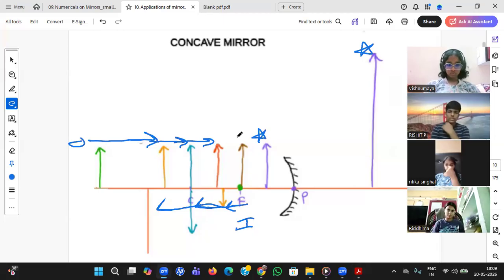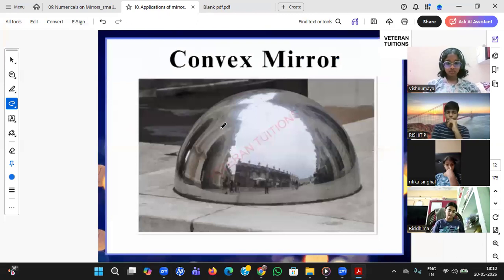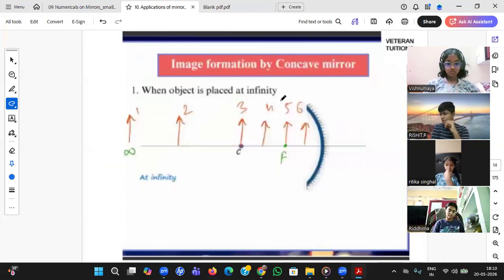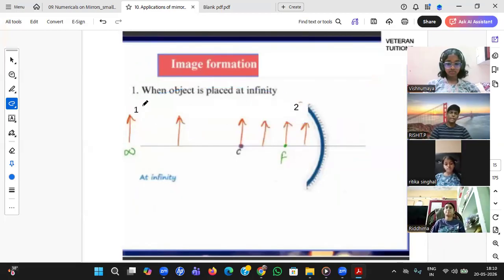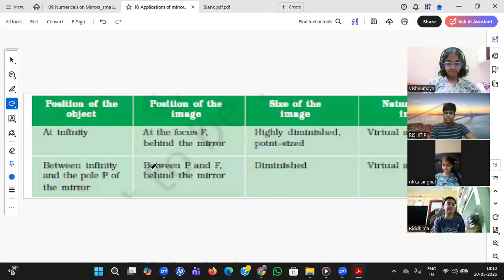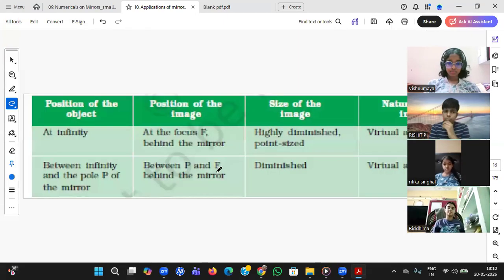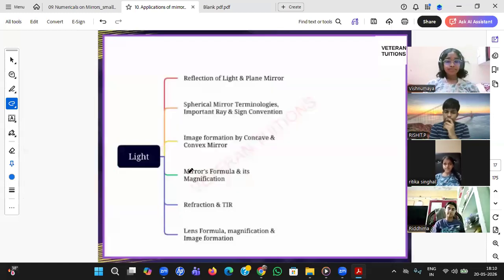Then we started the convex mirror also, students. This is what the convex mirror is. In the convex mirror, I said there are only two cases, whereas concave mirror has six cases. First case, object at infinity. All the remaining positions are case number two. Why? They all give the same image characteristics. If you keep the object at infinity, where will your image be formed? Your image will be formed exactly at the focus. And after that, if you keep the object anywhere, your image will be formed between the pole and the focus. Where have we seen it, students?